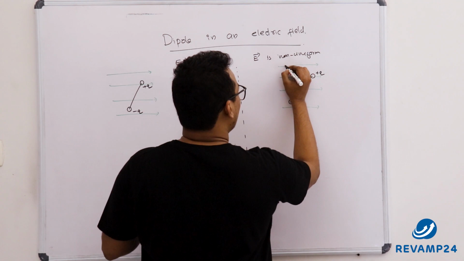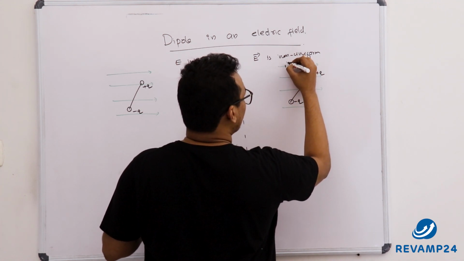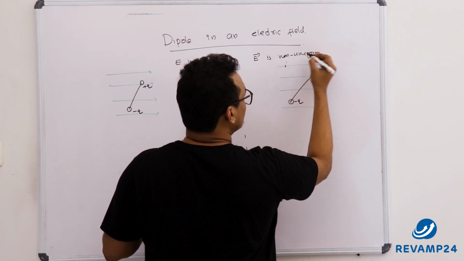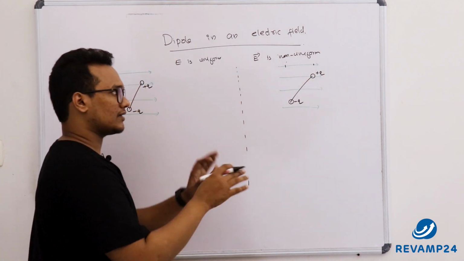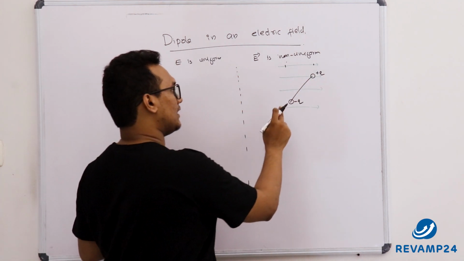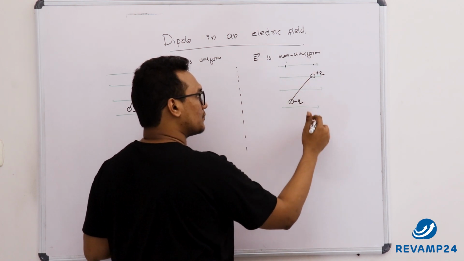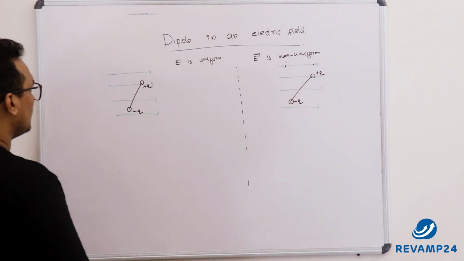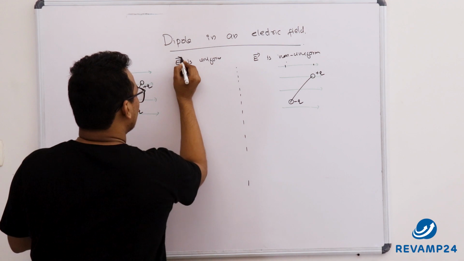So here the value is higher and here the value is lower. You can consider otherwise as well. But anyway, the electric field at this point and at this point is different. Okay. Now when E is uniform, the electric field is uniform.